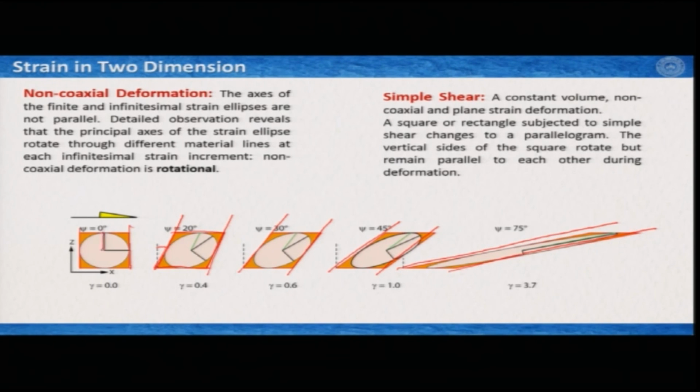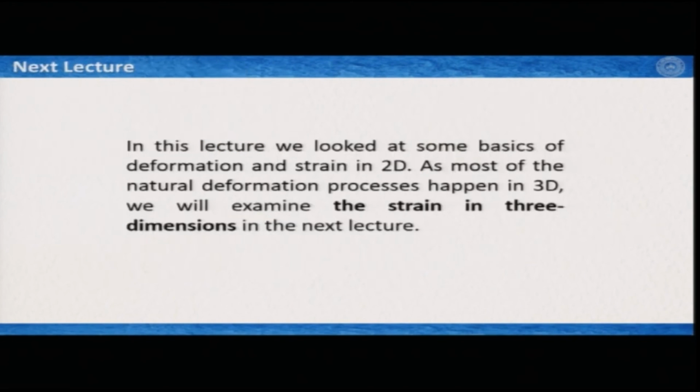Interestingly, these two axes, you can see they are also rotating with progressive simple shear. Therefore, this is a rotational deformation. We will learn more about it later with time, particularly when we discuss the three-dimensional strain. But for the time being, I conclude this lecture, and in summary, in this lecture we looked at some basics of deformation and strain in two dimensions.